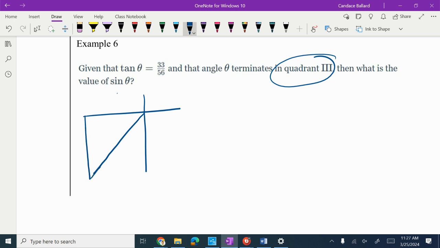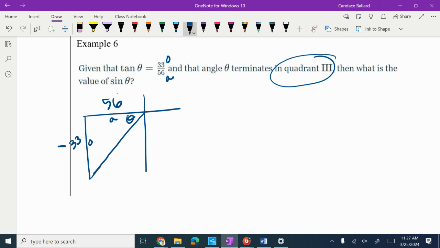Okay. All right, I have to be really careful on this one. Okay. So tangent is opposite over adjacent, right? So my opposite is 33. My adjacent is 56, but there's a problem. Look at the picture.